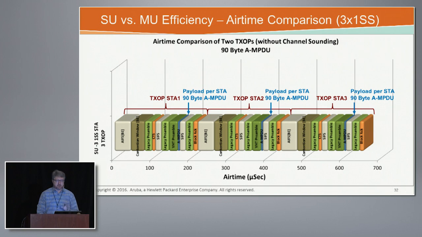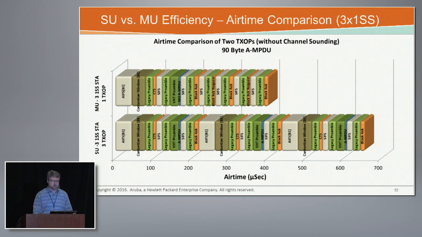In this case, this is a very simple, very unrealistic example. I'm assuming that there's a single TCP ACK in each of these TX ops, so just one 90-byte payload. So it's very small. We'll look at some other versions in a minute. So here's the equivalent MU trend.